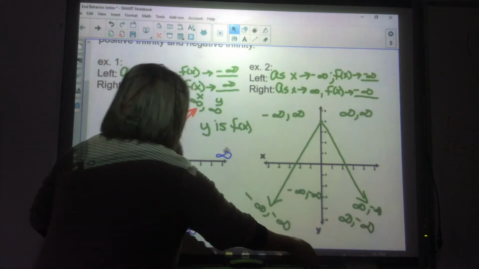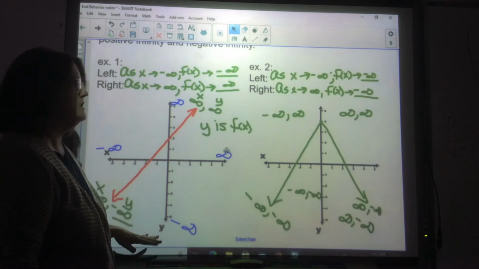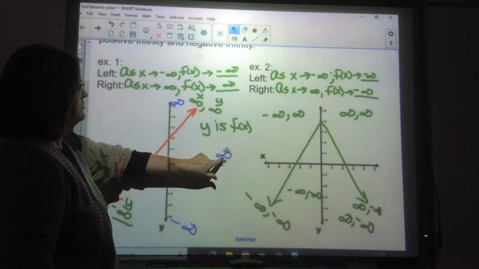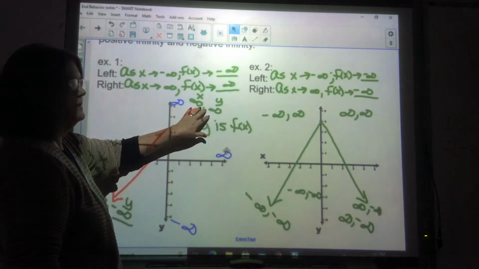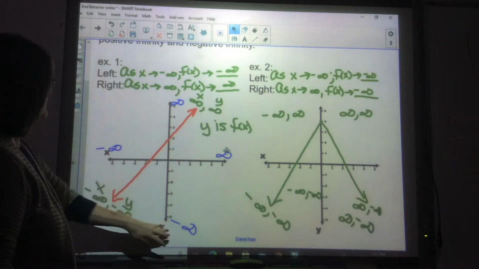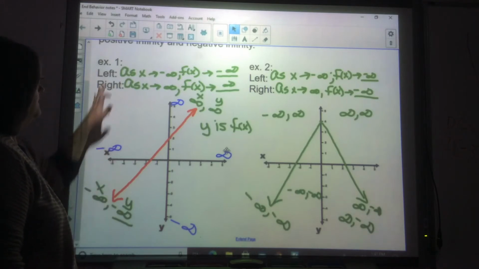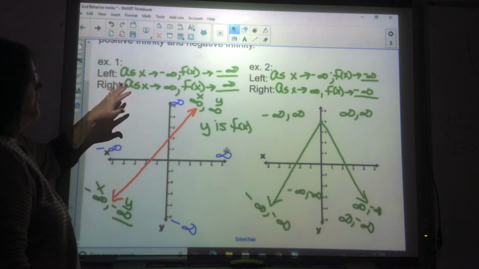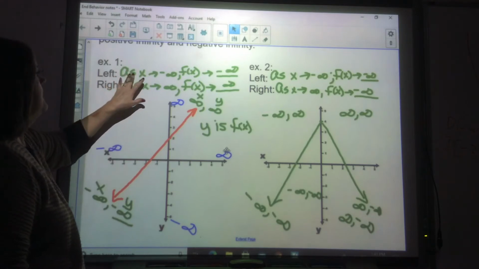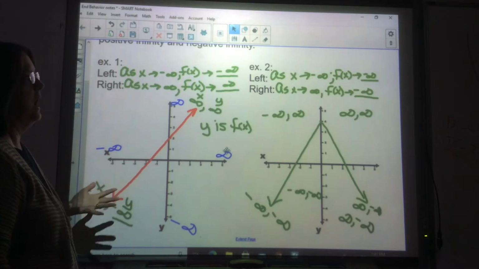All right, then what we do is we label each arrow with its x and y coordinate. So this arrow falls between this x and this y, so it's infinity, infinity. And this arrow falls between this x and this y, which is negative infinity and negative infinity. So we look at the left-hand behavior. The way it's written is as x approaches negative infinity, f of x, meaning y, approaches what?